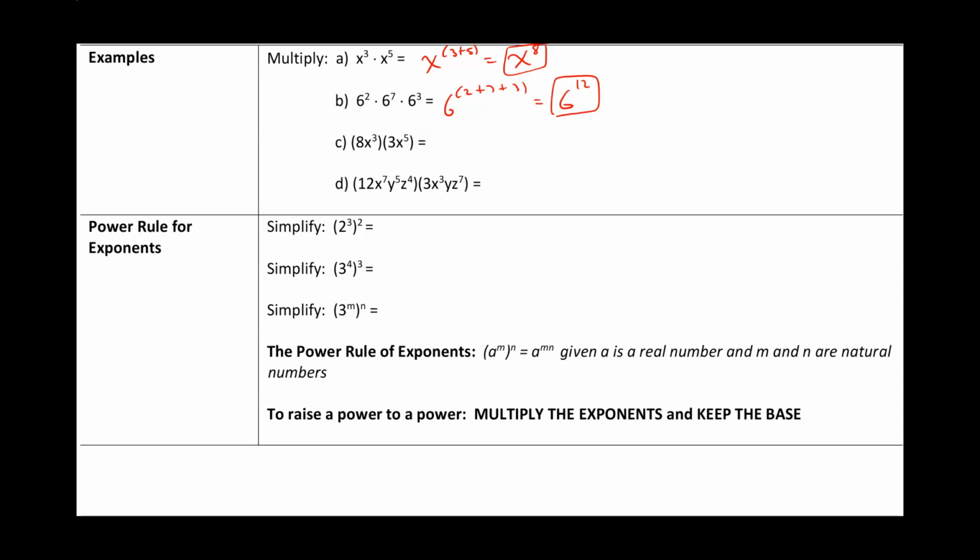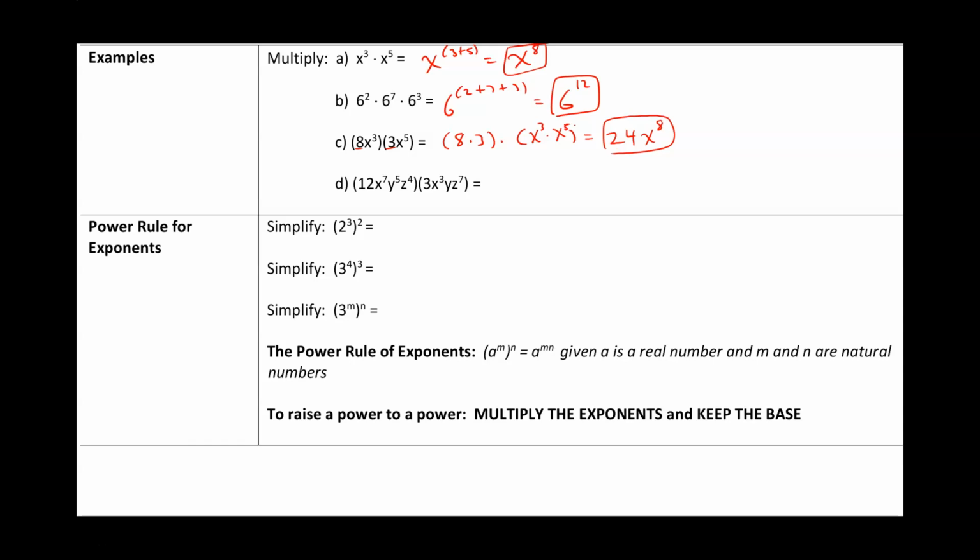Now here's where it gets a little bit different. When you have something like 8x cubed times 3x to the 5th, the best way to do this is to split this up into 2 different parentheses. One parenthesis contains the numbers, which are 8 times 3. The other parenthesis contains the x's, which are x cubed times x to the 5th. Okay, so 8 times 3 is 24. x cubed times x to the 5th, we keep the base, add the powers, and this will give you x to the 8th.